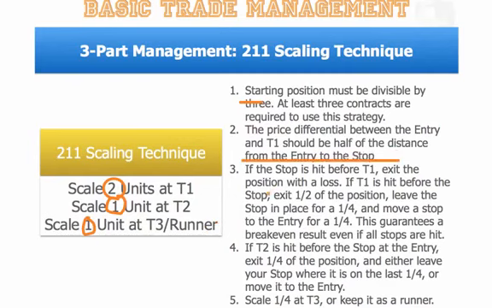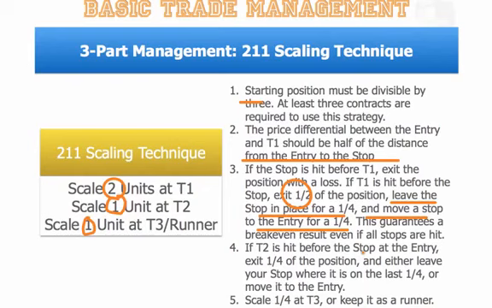The other thing is, if the stop is hit before T1, you're out of your position. No questions asked. Again, very mechanical. Move on to the next one. But if T1 is hit first, you exit half of your trade right there, and you leave your stop in place for a quarter of the trade, and then you move your stop to the entry for a quarter of the trade. Again, very similar to that 111 technique. This guarantees a break-even result if all stops are hit.